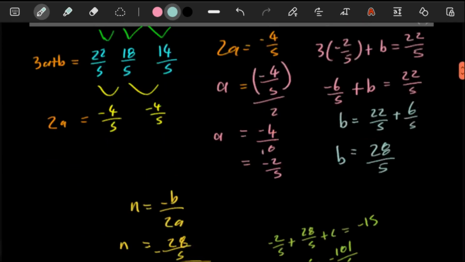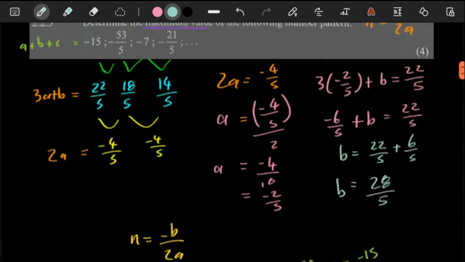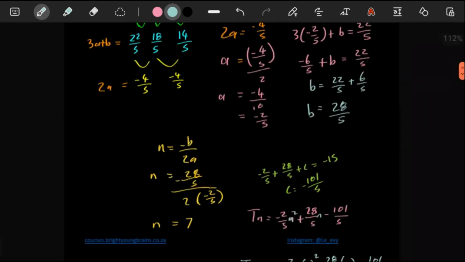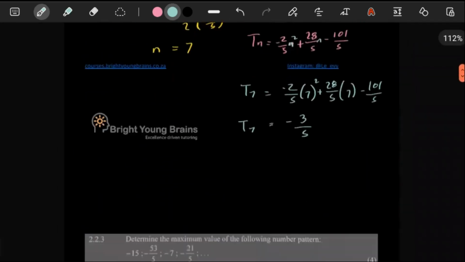To test our formula, let's put n as 3 and see if we get negative 7 there. So, n as 3. Put that there. Yep, negative 7. So everything works out. Okay, let's move on.